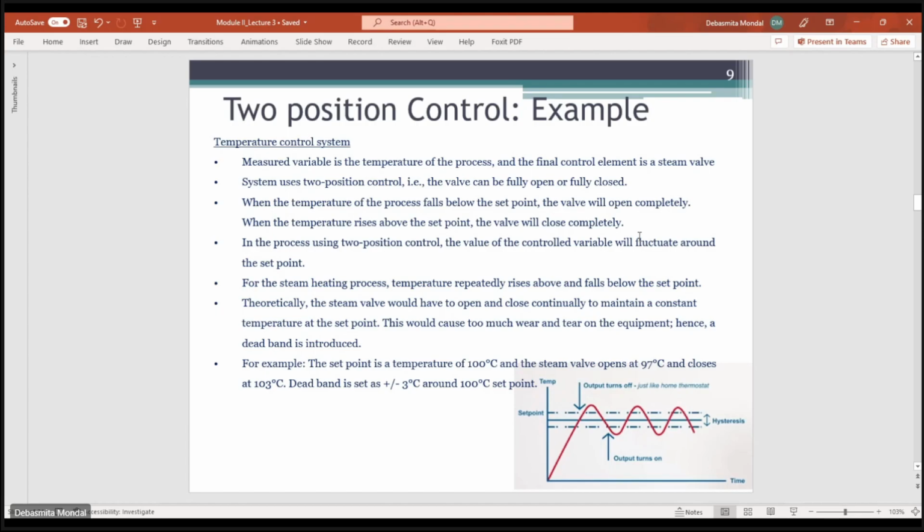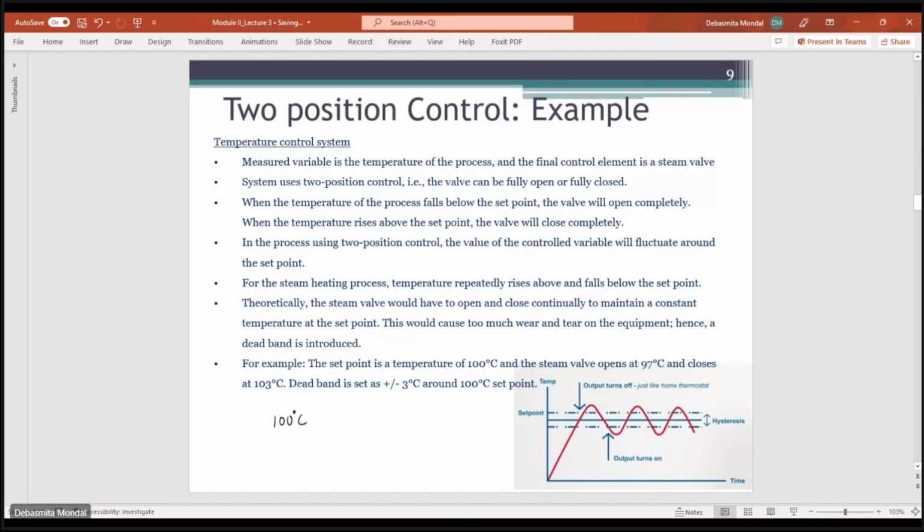Now, let's say the temperature falls below a set point. Let's say my set point is 100 degrees centigrade. The moment the temperature of the process falls below the set point, the valve will open. The moment the valve opens, more steam flows into the system, which will eventually increase the temperature of the whole process.